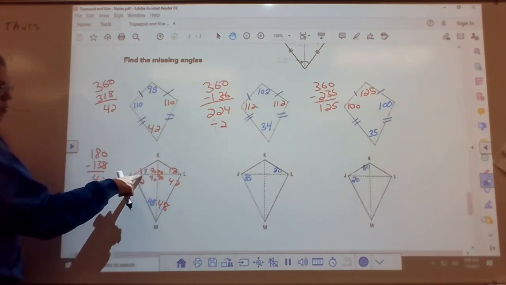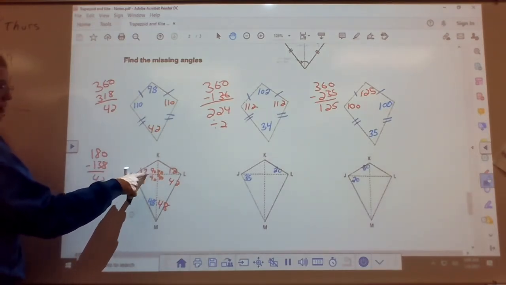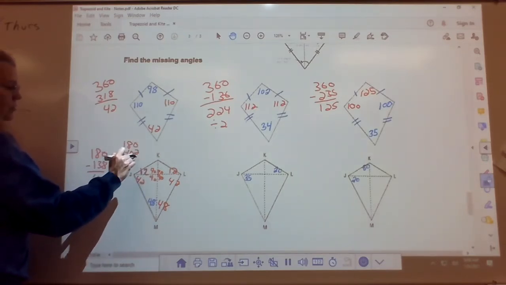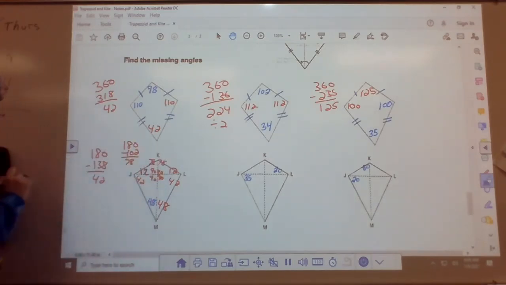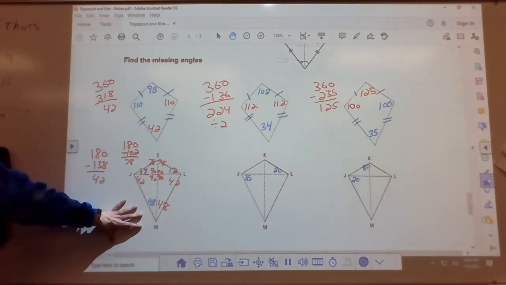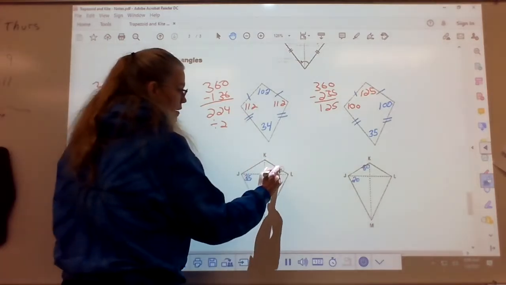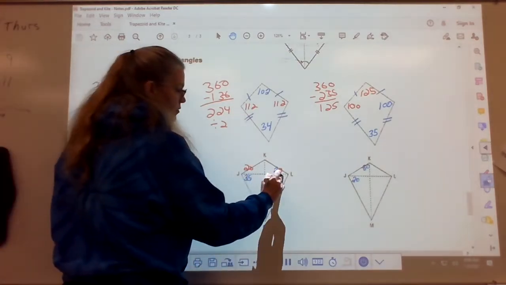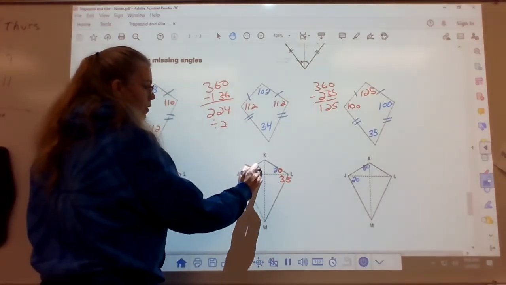This one, 112 and 92, add those together, I get 102. So 180 subtract 102, I get 78. So 78 here and here. So I'm going to find all of the angles of the triangle, all of them. This guy, same thing. I've got a 20 here, I've got a 20 here. I've got a 35 here, I've got a 35 here. 90's in the middle.